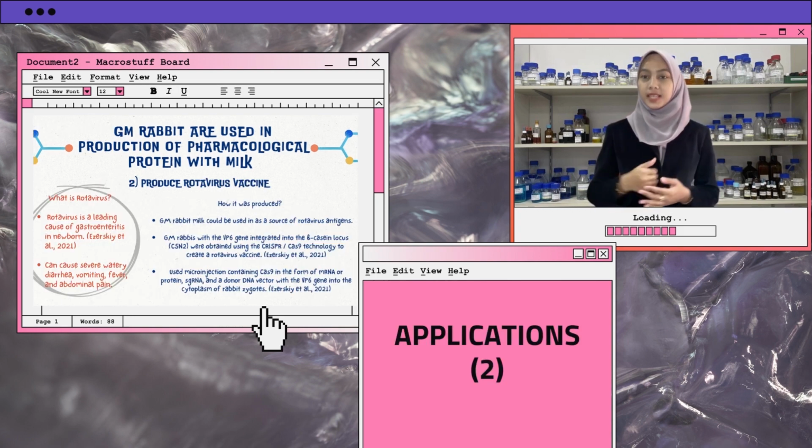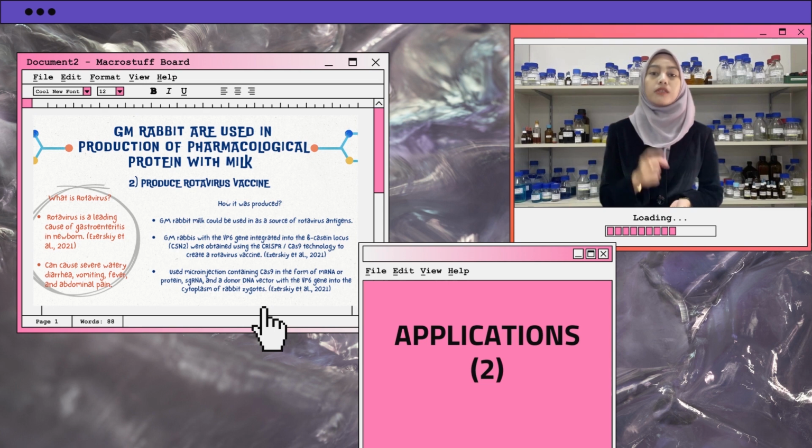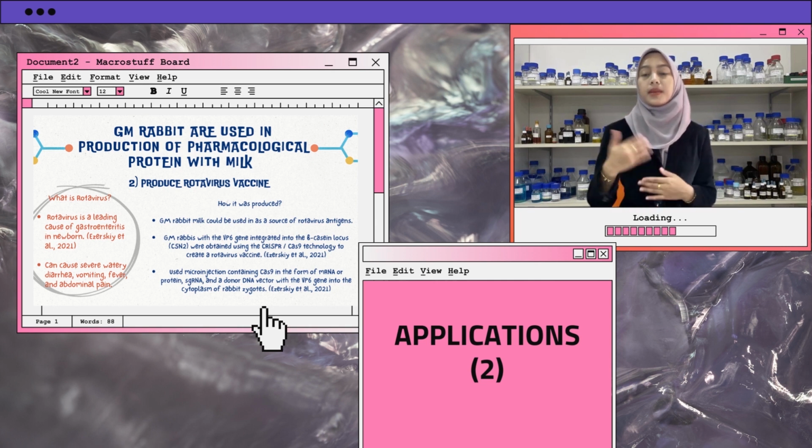Secondly, milk from genetically modified rabbit also can be used in production of rotavirus vaccine. What is rotavirus? Rotavirus is the virus that can cause severe watery diarrhea, vomiting, and fever. Children who get rotavirus disease can become dehydrated, as the rotavirus is the leading cause of viral gastroenteritis in newborns, so the component proteins VP2 and VP6 of the virion can be considered as potential candidates for vaccine creation.